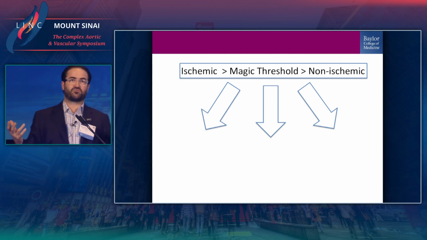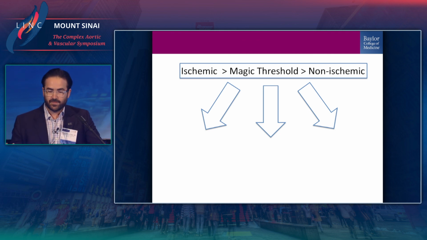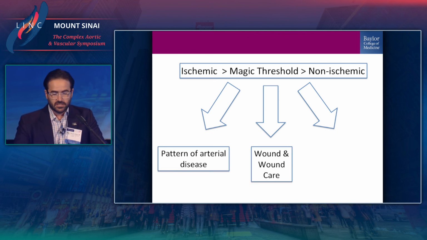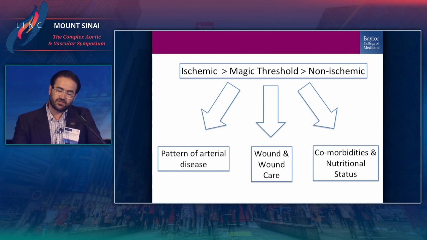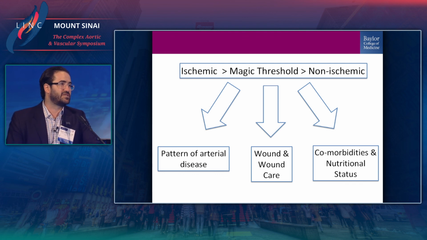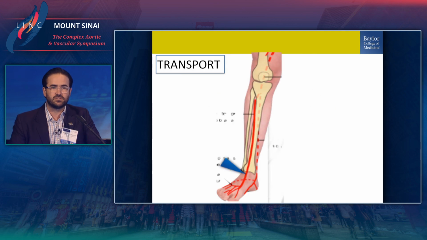Then there's this magic threshold we're trying to achieve to make somebody non-ischemic, or at least to make that region of the foot non-ischemic. And that depends a lot on the patterns of disease, on the wound and the wound care that's going to be applicable to that person in particular, and then the comorbidities and certainly things like nutritional status. So that magic threshold may be dynamic in nature and may not be the same thing for a small little dinky wound than for a big exposed calcaneal heel necrosis.